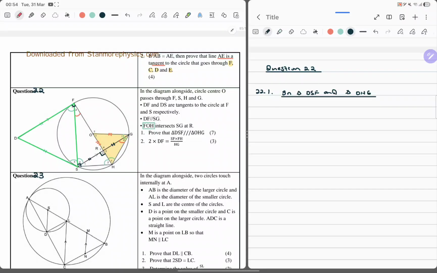It's just cumbersome. Anyway, what are we going to start by saying, guys? In DSF, F1 is going to be equal to S2. These are alternate angles, with DF parallel to SG. Okay, we can say here also, we know that S2 is itself equal to H1.